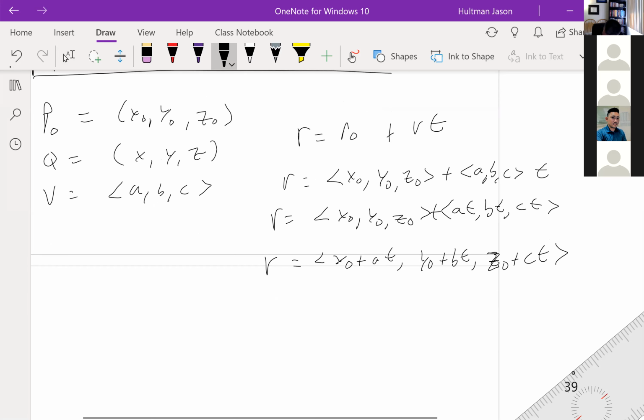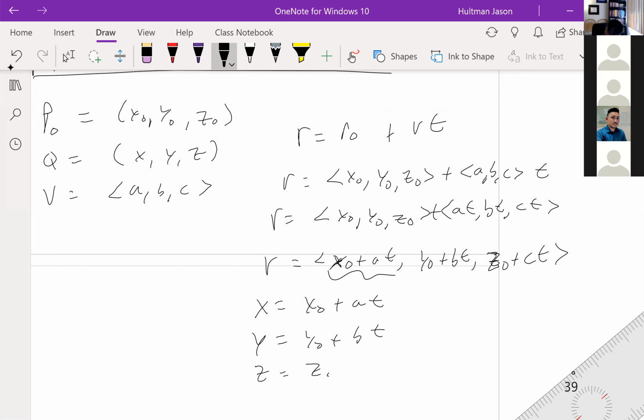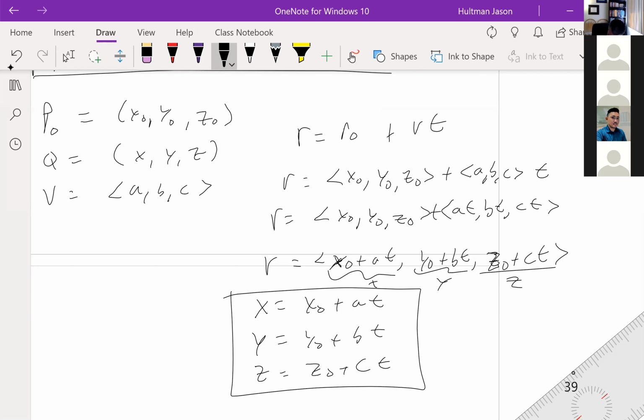Okay, so we could say that our x value in our line is x is equal to x naught plus at, y is equal to y naught plus bt, and z is equal to z naught plus ct. Okay, that's the x component, that's the y component, and that's the z component. Okay, and this is the parametric form of a line in 3 dimensions.